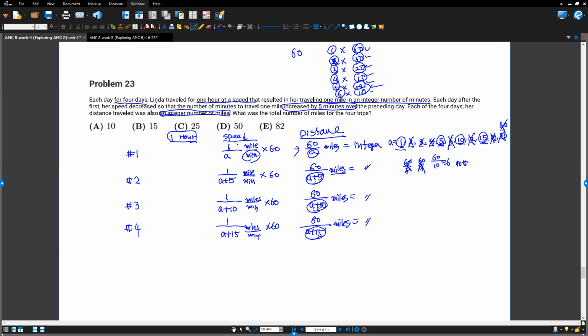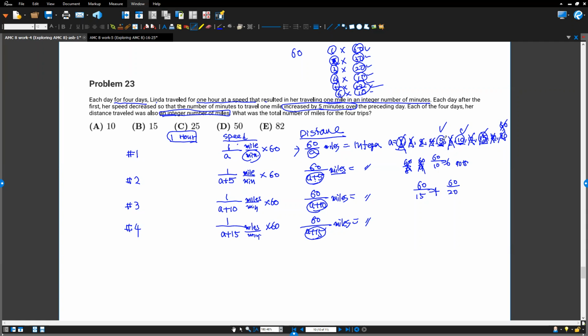Now check out the next one. Now plus 10. 1 plus 10, 11 is not a factor of 60. That is not working. 15 is working. Right, 60 over 5 plus 15, that is an integer, right? What about this one? 10 is working. 10 plus 10 is 20, that is an integer. 15 is not working. We have 2 choices, 5 and 10.